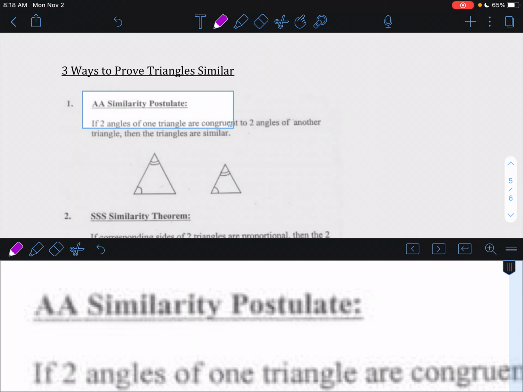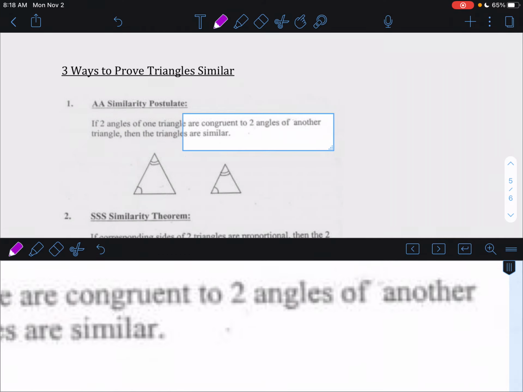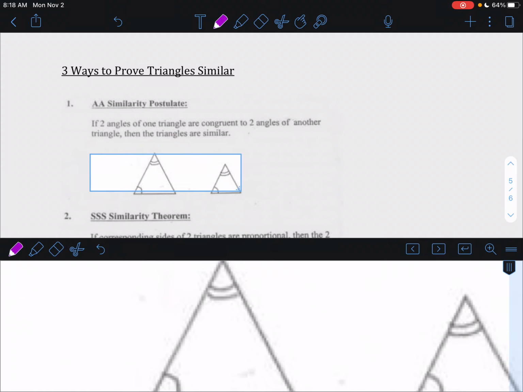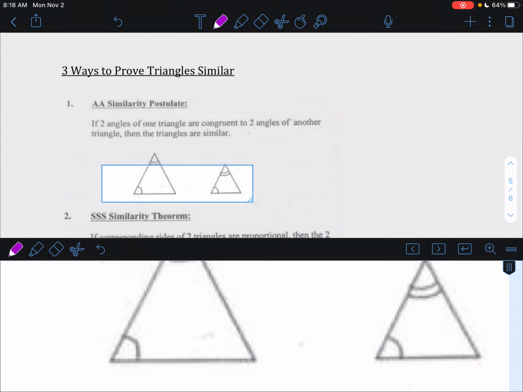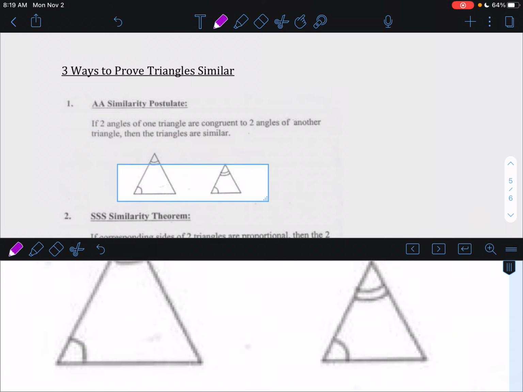This one we did not have with congruence because remember AAA didn't work. But if we have AA, so if 2 angles of one triangle are congruent to 2 angles of another triangle, then the triangles are similar. So I have my 2 sets of congruent angles. Remember, the angles are congruent, not proportional. So I have 2 sets of congruent angles on these 2 triangles.